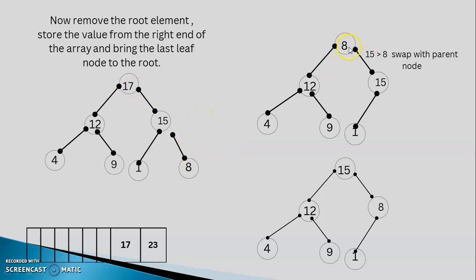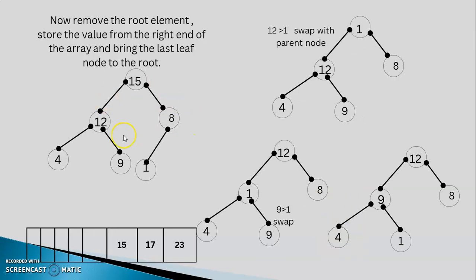So this 8 is removed and placed in this root node. When you place 8 here, then you apply the rule: 12 and 15, which is higher? 15. When we compare 15 with its parent node, that is the root node, 15 is greater than 8. Certainly we have to make a swap. So what will happen? 15 will go to its parent node, that is the root node, 8 will come here. So 15 is placed here and 8 is placed here. This is the tree we got after removing the node 17. So next step, we are going to use this as a reference.